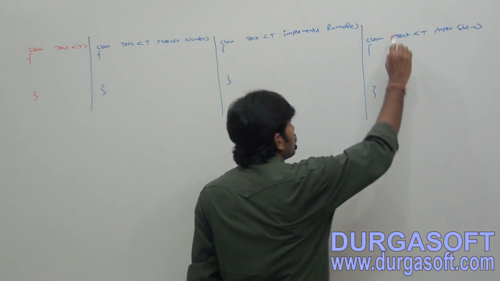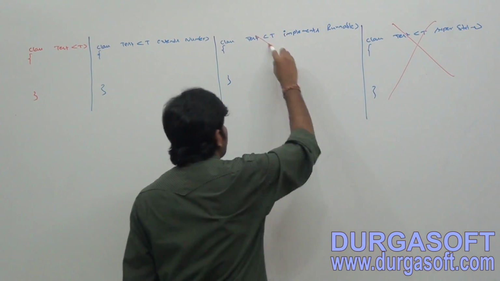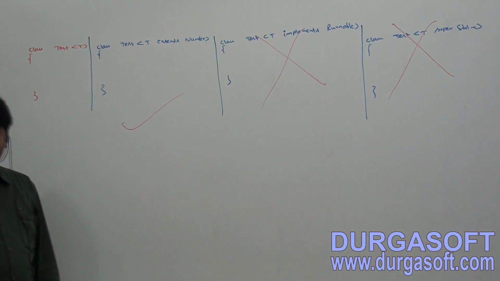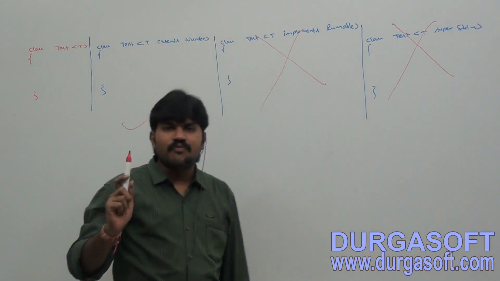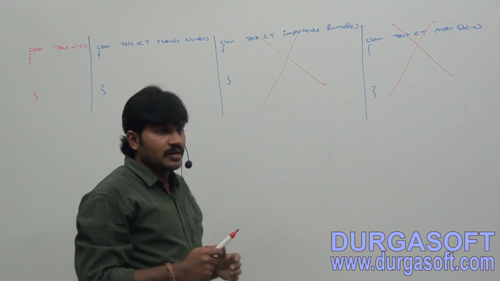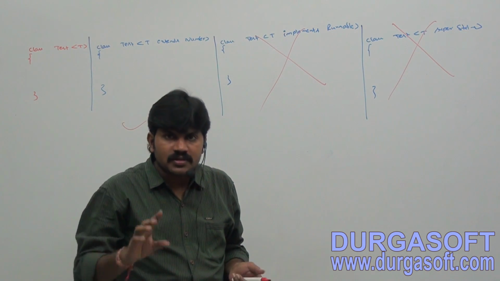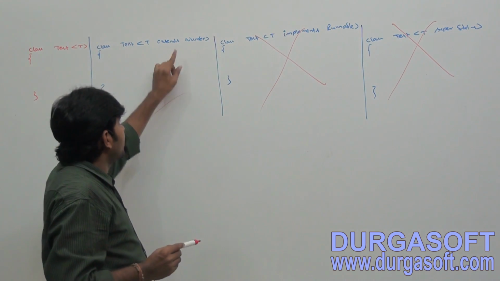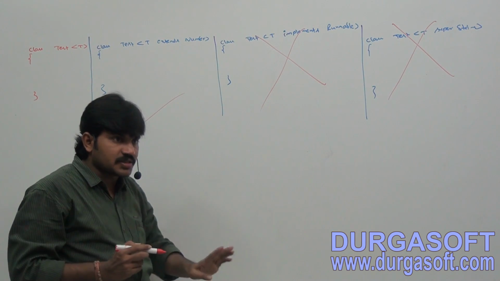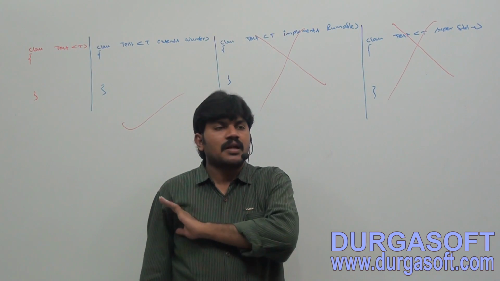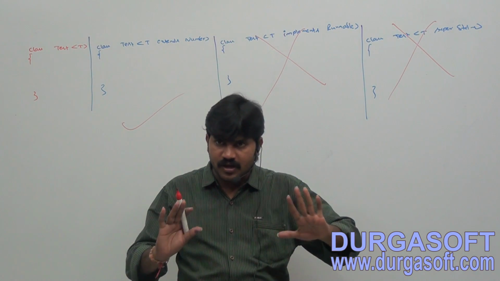Now make sure this one is wrong, this one is also wrong, only this one is correct, because we can define bounded types only by using the extends keyword. Implements and super, such terminology is not at all applicable. Clear for all of you, right?